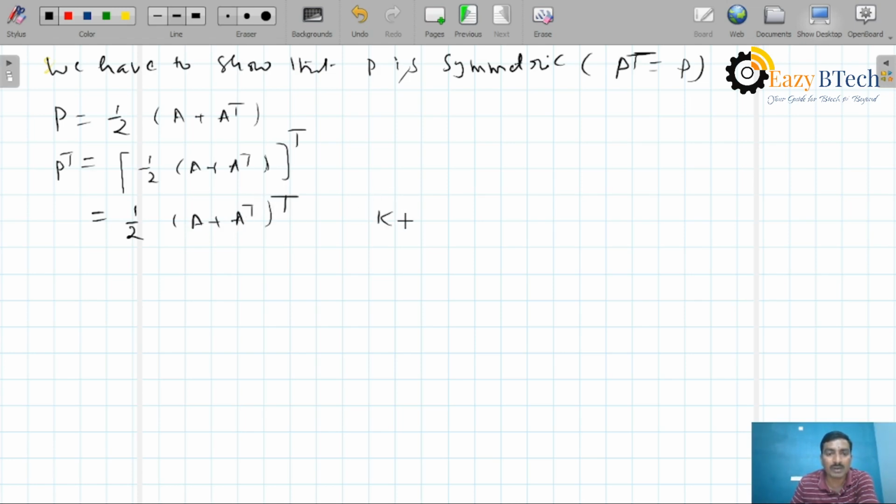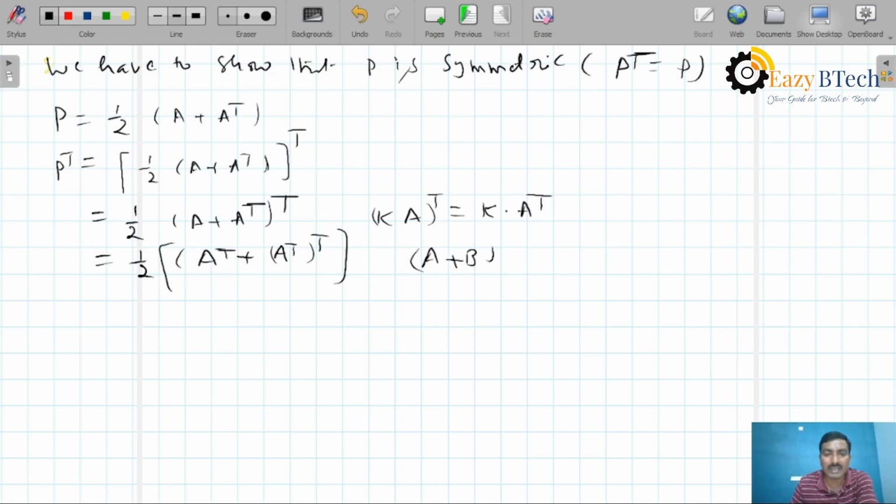Why? Because there is one property: a constant times A, whole transpose, can be written as the constant times A transpose, that means K times A transpose. According to this property, here 1 by 2 is the constant. That's why we can write the constant times the transpose of the remaining matrix. This can also be written as 1 by 2 into A transpose plus A transpose, whole transpose. How can we write this? Because we have one more property: A plus B, whole transpose, can be written as A transpose plus B transpose.